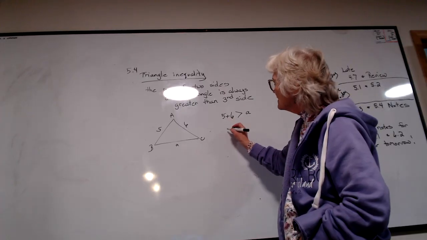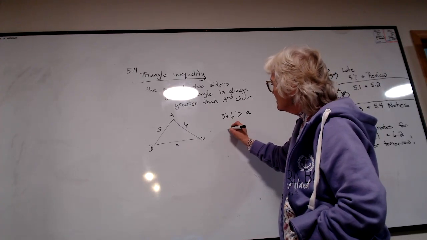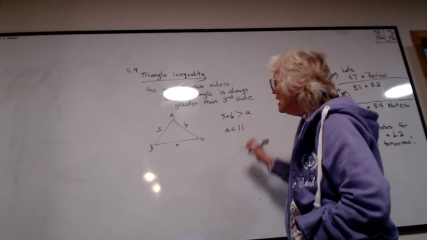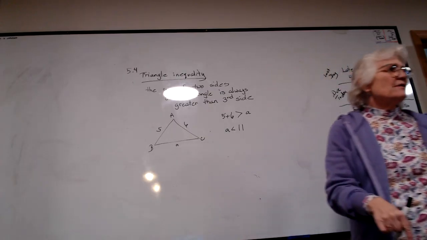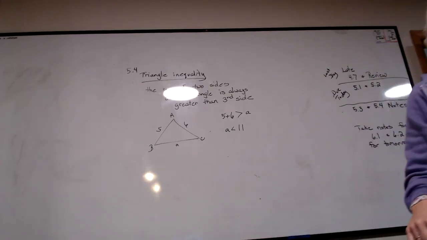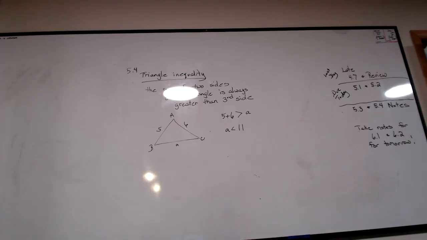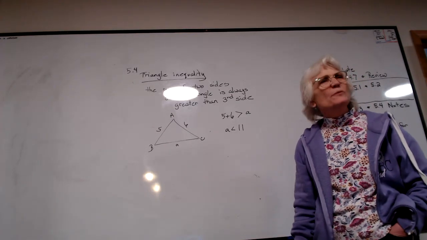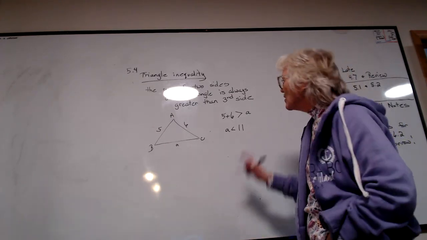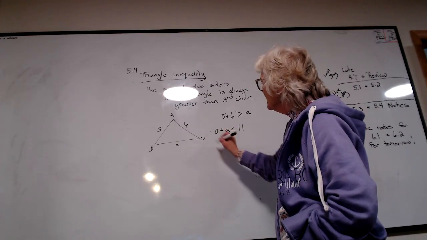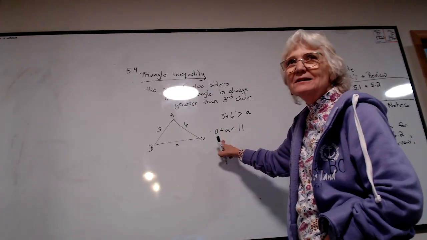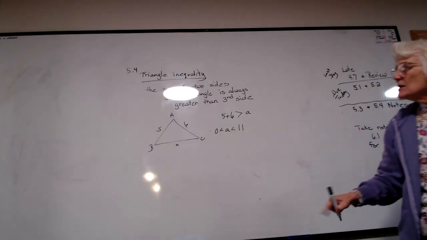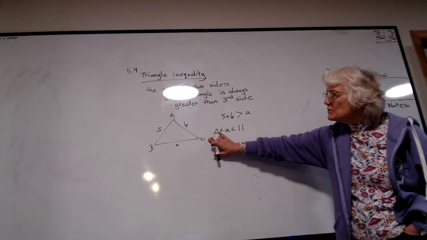So what does that tell me about A? What kind of lengths can I have? A would be less than 11. Is there any stipulation on the other end? Can A be anything that's less than 11? It can't be a negative. Could it be 0? No. So A has to be greater than 0, because we can't have a no side. That's not a triangle. So A has to be somewhere between 0 and 11.